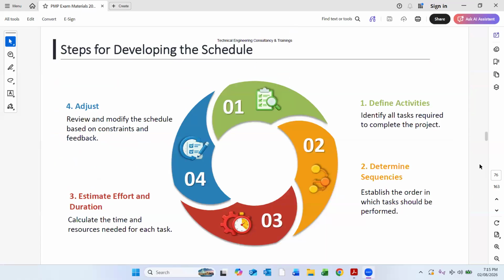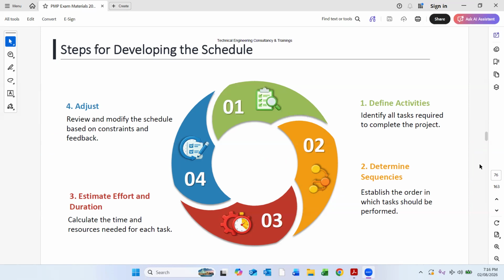Steps for developing a schedule. So how do we actually develop the schedule? First, as a planning engineer or scheduler, we need to define the activities. We should identify all tasks required to complete the project, each and every task that is part of our project. Then determine the sequence. Activity A should be linked to activity B as finish to start, start to start, or finish to finish, right? So the dependencies should be identified.